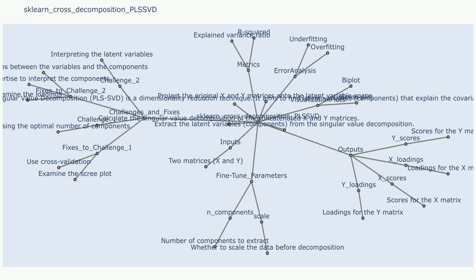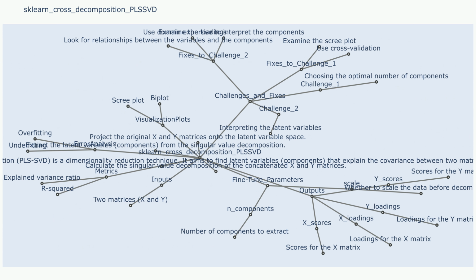n_samples by n_components. X loadings, the weights for each predictor variable in the X data that contribute to the latent variables. n_features_X by n_components. Y loadings, the weights for each response variable in the Y data that contribute to the latent variables. n_features_Y by n_components.